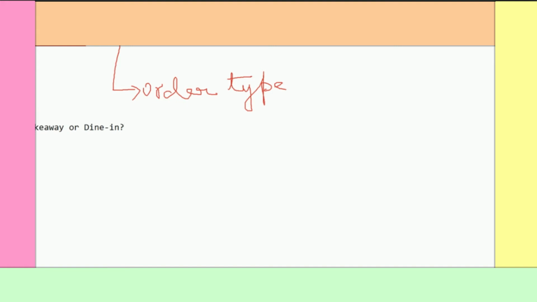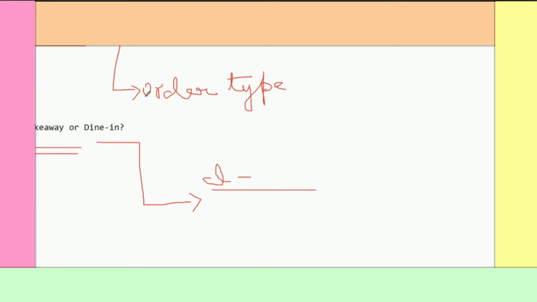Now, based on the response they enter here, suppose they respond with takeaway or dine-in, there can be two major responses. Whatever the response is, we can store it as takeaway or dine-in. We can define that as a delivery type here, correct? Whatever we are trying to interpret.